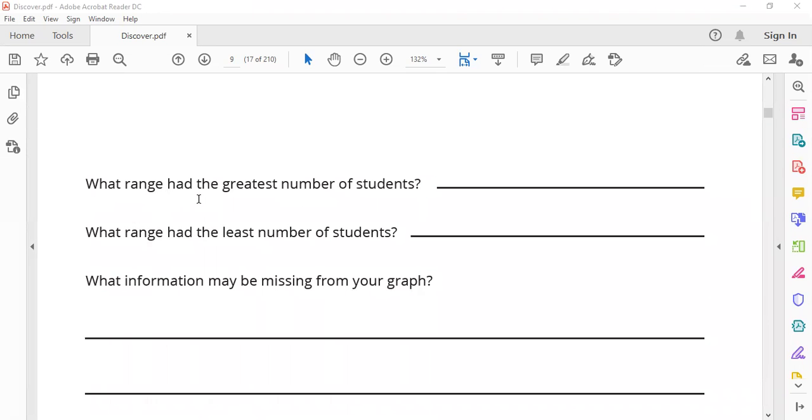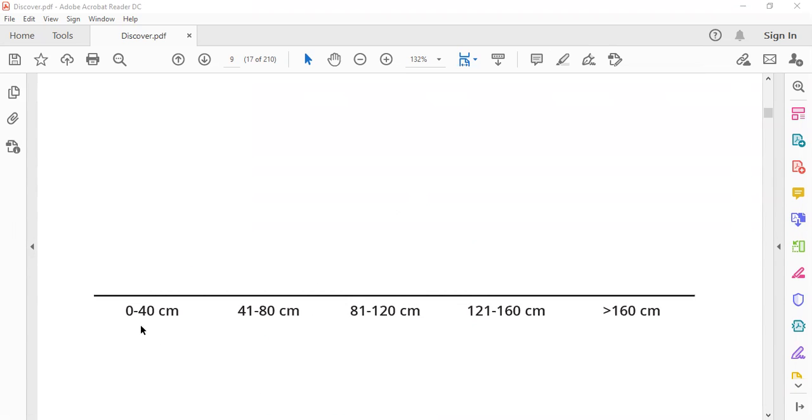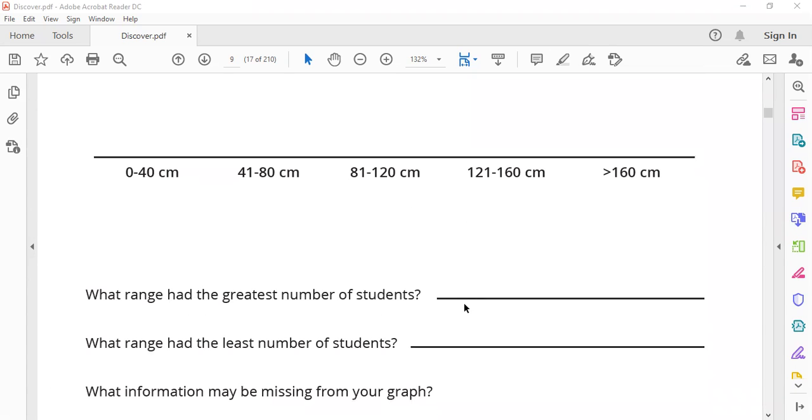Question number 1, what range had the greatest number? I think this range had the greatest number. So I write the answer here. Greater than 0 and less than 40 centimeters. What range had the least number? Greater than 160.